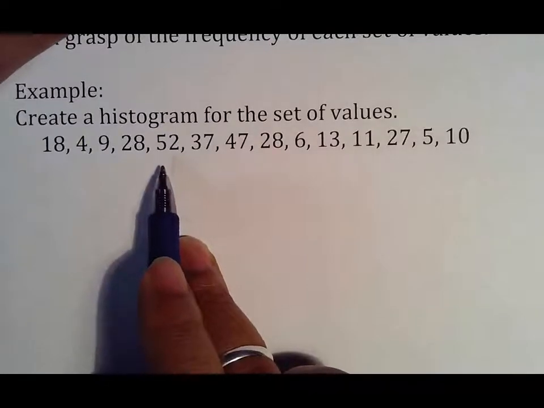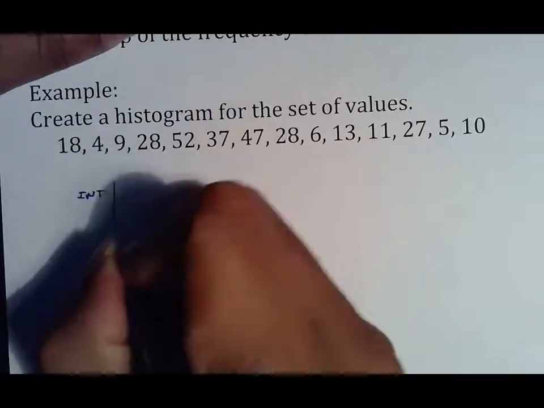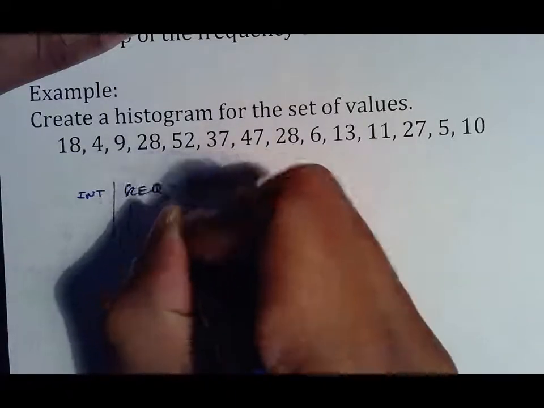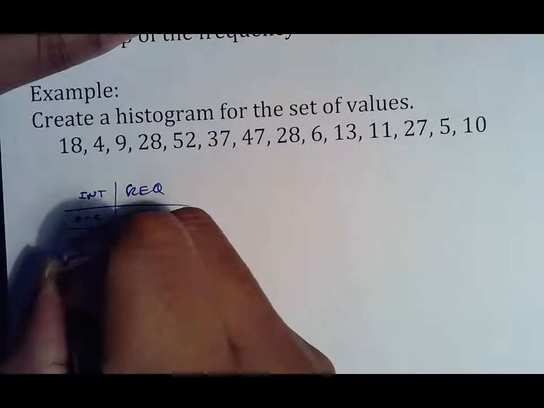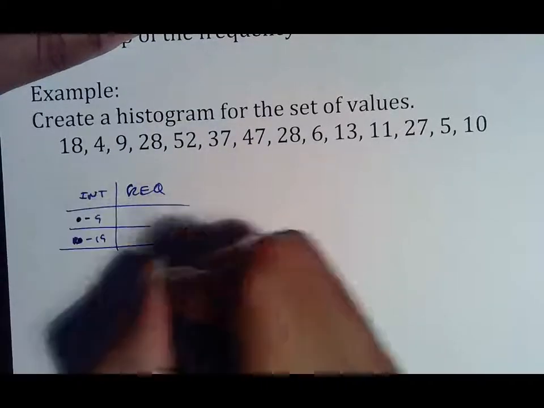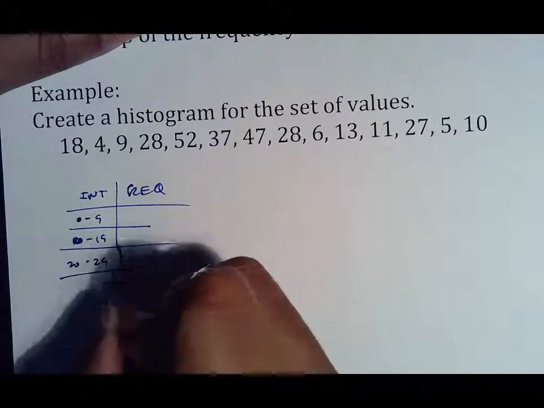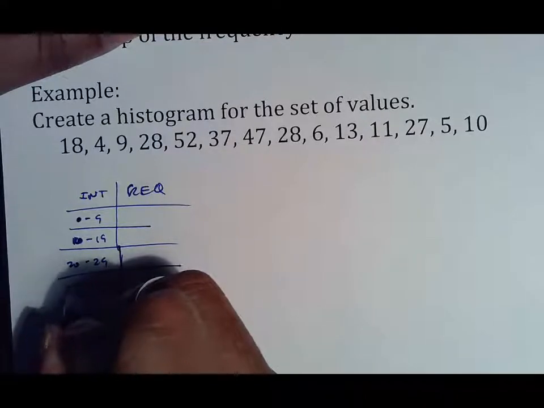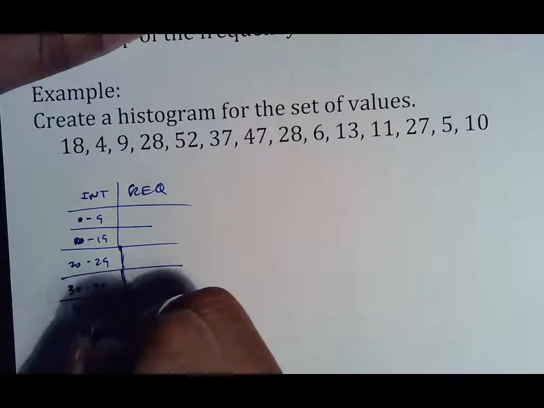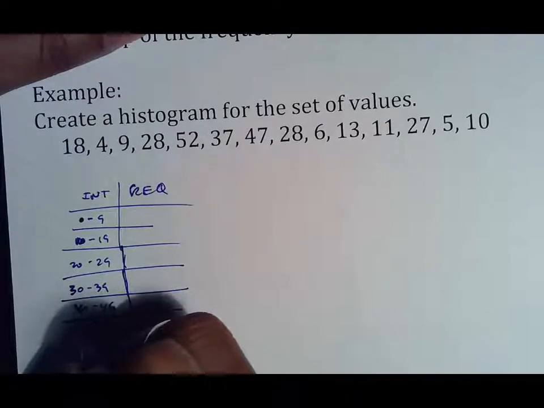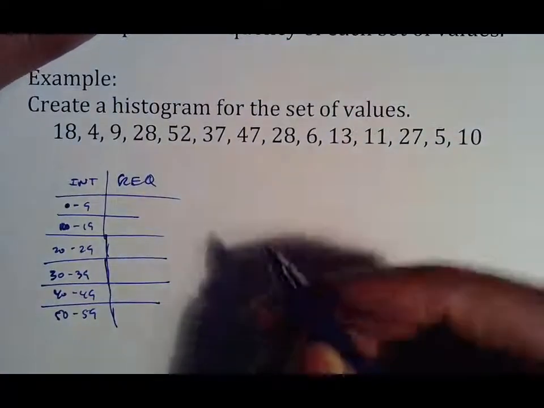So I think I'm going to do a similar range where I go interval, frequency, again 0 through 9, 10 through 19, 20 to 29. Just make sure you cover all your numbers and you cannot skip over a range. 30 through 39, 40 through 49, and 50 through 59. And we'll talk about it, but they all have to be the same size also.